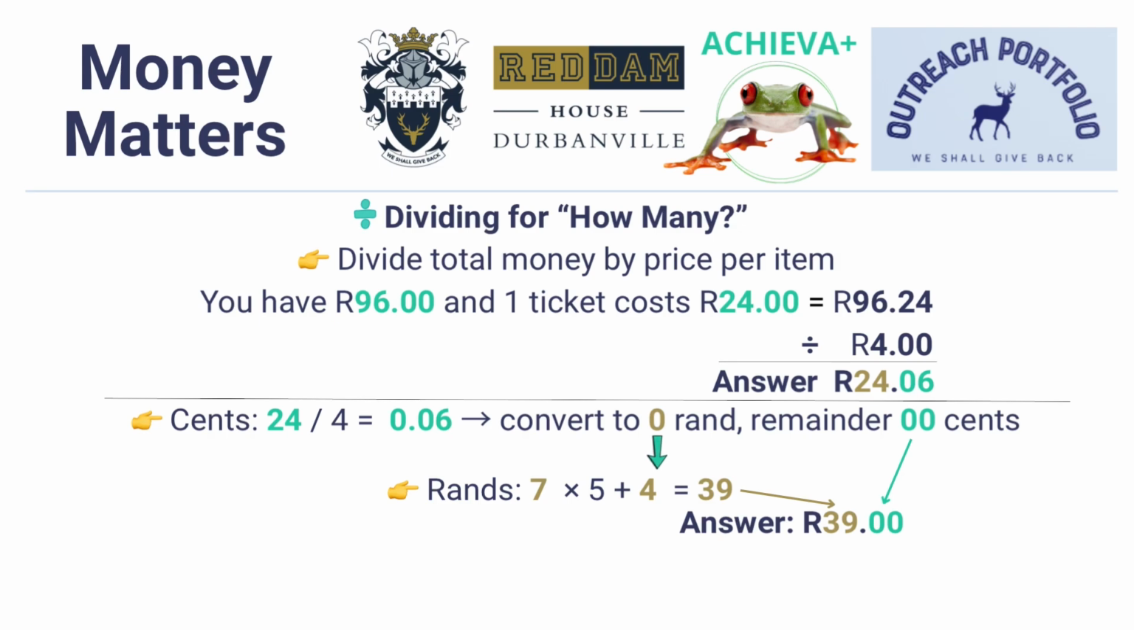First divide the cents. 00 divided by 4 is equal to 0. If you have nothing and you divide it by 4 people, everybody will still get nothing. Convert this to rand, which is equal to 0 rand with a remainder of 0 cents. Then you divide the rand. 96 rand divided by 4 is equal to 24. So you can buy 24 tickets.